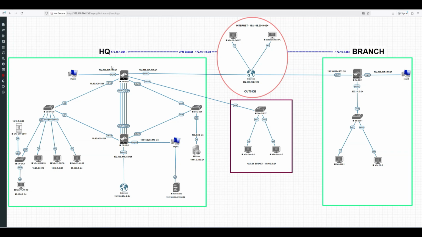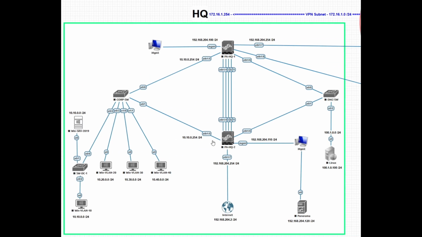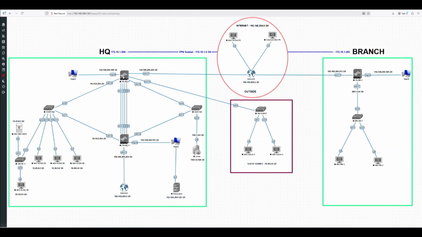Yes, welcome. In this topology, we'll be configuring our H2. We also configure our branch in the next video. Here in our H2, we have our PA H2 number 2. We have a DMZ with a web server. We have our Active Directory with the VLAN 10 below this. Connected on this switch, we have VLAN 10, VLAN 20, VLAN 30, and VLAN 40. So now let's start on the PA H2 1.